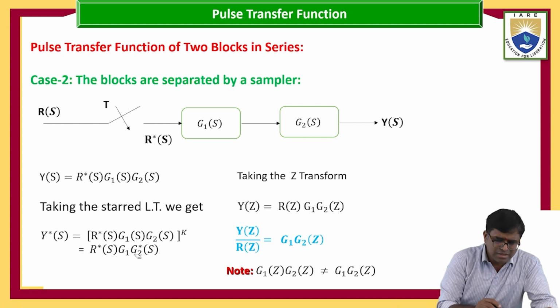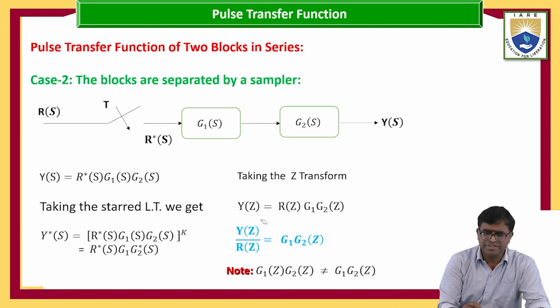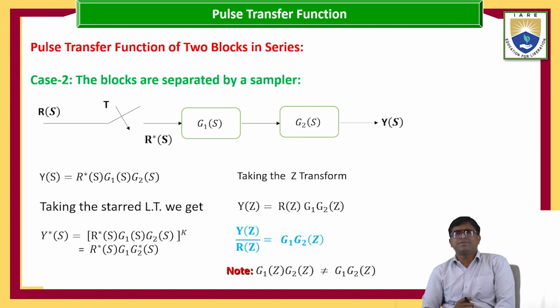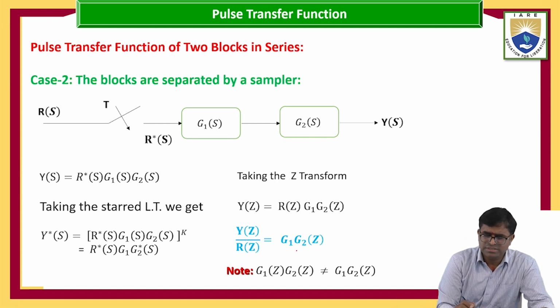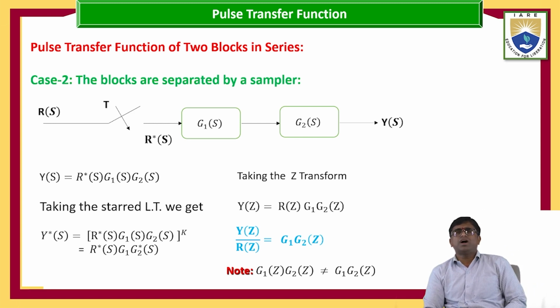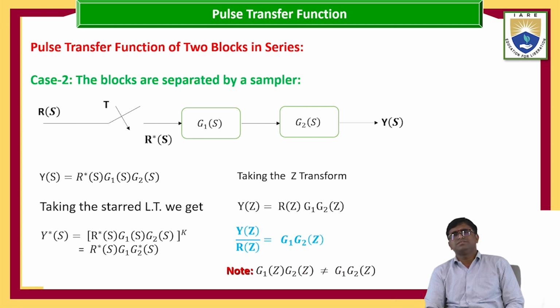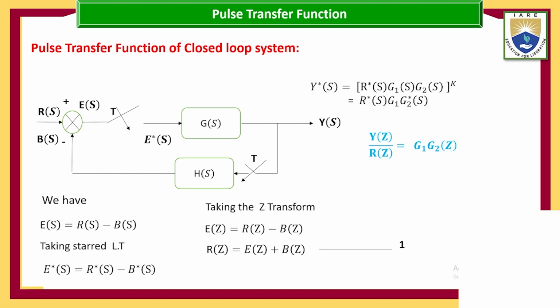So now, for this one, I am going to take the Z transform again. So what happened? Y of Z equal to R of Z into G1 G2 of Z. From this one, Y of Z by R of Z equal to G1 G2 of Z. Okay. This is the way when the blocks are separated by a sampler in cascade connection. So you have to remember one more important point here: G1 of Z into G2 of Z is not equal to G1 G2 of Z.